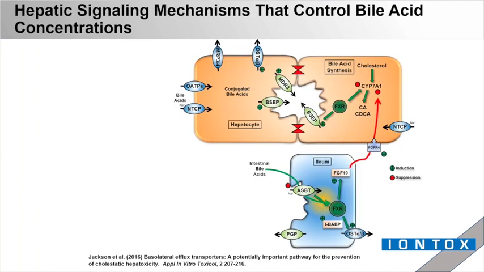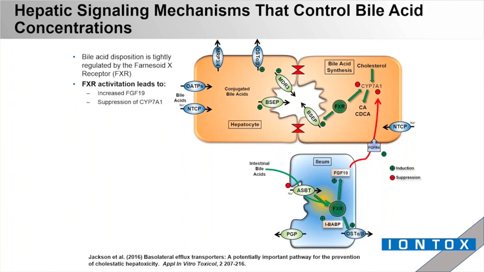So hepatic signaling mechanisms that control bile acid concentrations are pretty significant. There's a lot of control mechanisms in place. And these are controlled primarily through the farnesoid X receptor, or FXR receptor. So when the FXR receptor is activated, it leads to an increase in FGF19, suppression of CYP7A1, which again is the rate-limiting step of bile acid synthesis, and induction of BSEP, or bile salt export pump, the MDR3, and OST alpha beta, which is a heterodimer and is a bile acid efflux transporter.